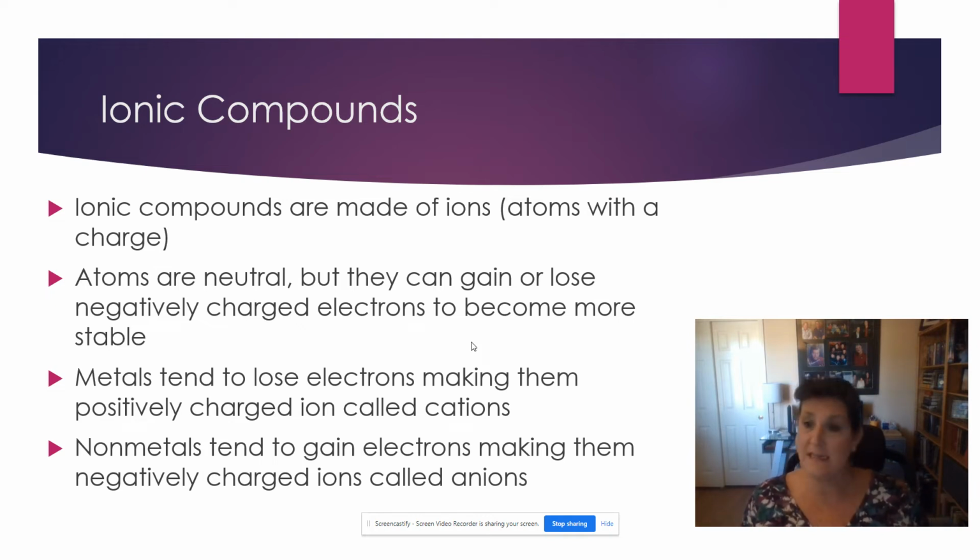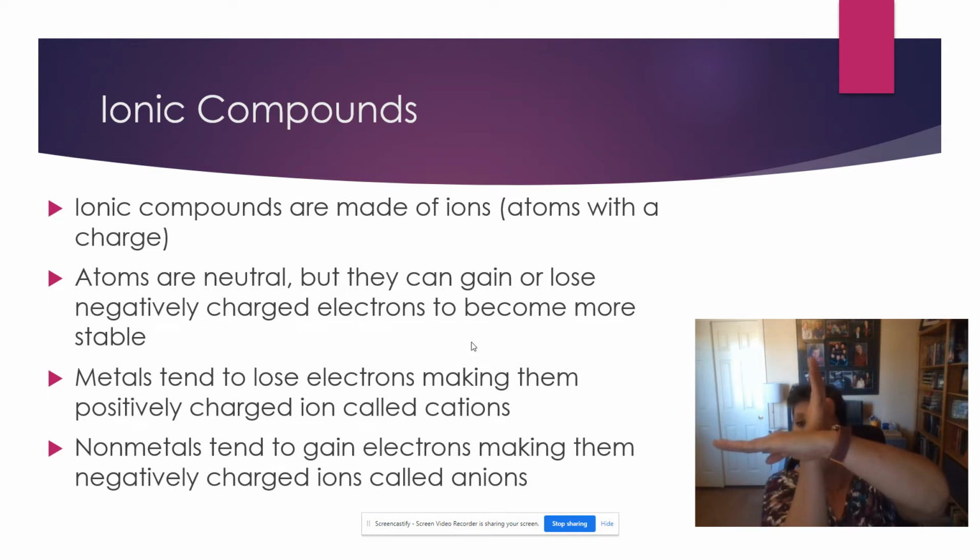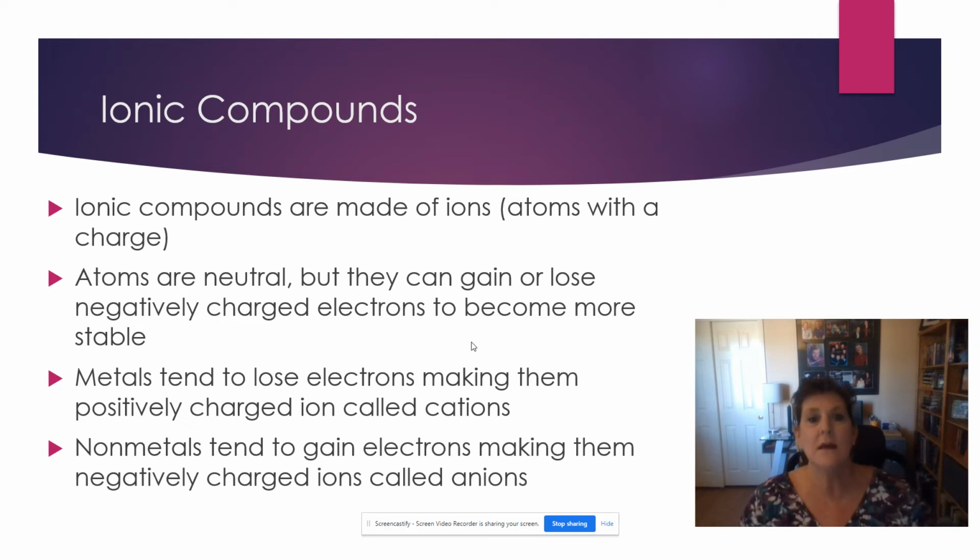So metals tend to lose electrons, making them positively charged ions. We call them cations. And look, there's a T in cation. So that's your plus, positive charge. So cations have a plus in it. The T is a plus. So you can remember cations are positively charged ions. They can be +1, +2, +3. That's what we're going to learn about in this lesson.